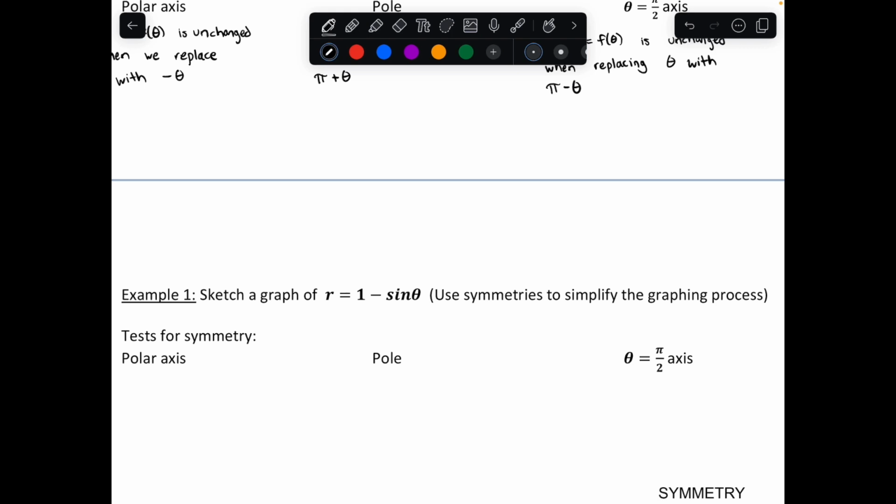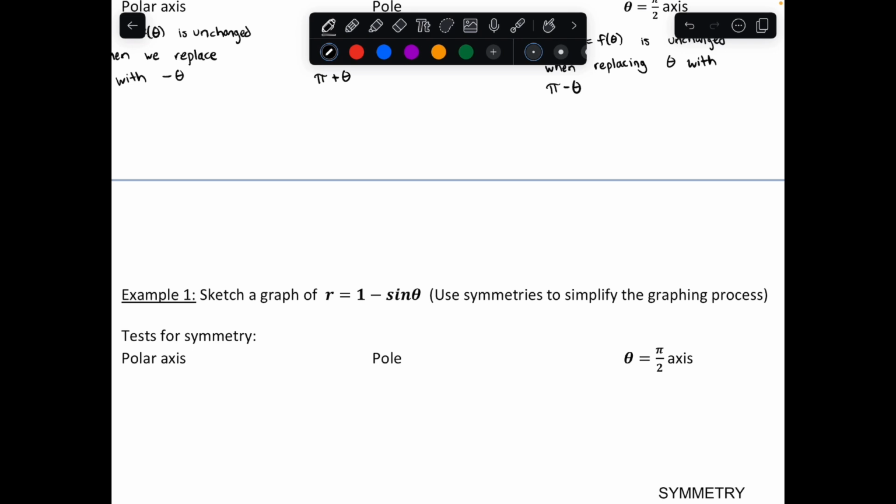Hello and welcome back to another Orange Coast College mathematics video. In this video, we're going to take everything that we've learned so far about polar graphs and try and sketch them. Number one wants us to sketch a graph of r equals 1 minus sine of theta, and then use symmetries to try and simplify the graphing process.